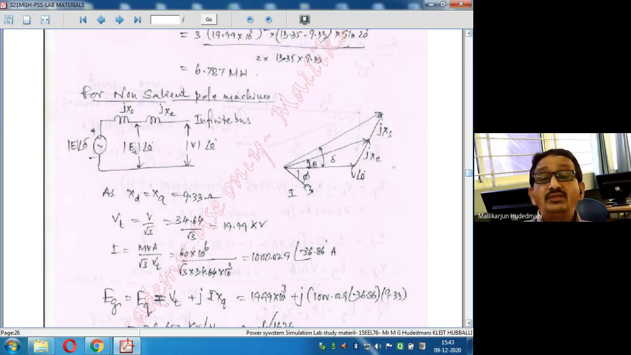Then the drop in the synchronous reactance Xs, total drop is Xs into current. Perpendicular to the current, at the tip of vector V, I have to add the vector j Xs I. When I make it very long and join that with the origin, I will be getting the internal voltage Eg. The angle between Eg and V becomes the power angle delta.